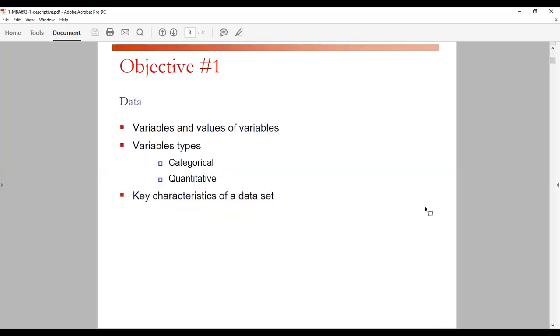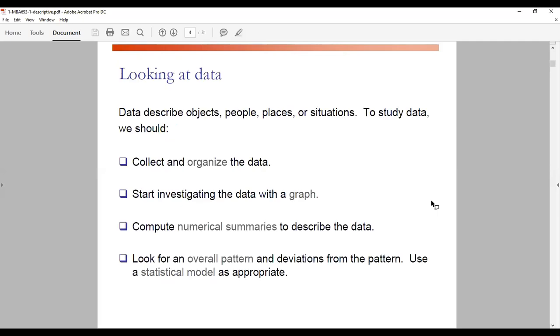All right. So objective one, we're looking at the variables and values of variables. Typically, there are two types of variables, categorical types and quantitative types. The categorical variables are as you would think, and the quantitative variables as you would think. That is a quantity and not a category.